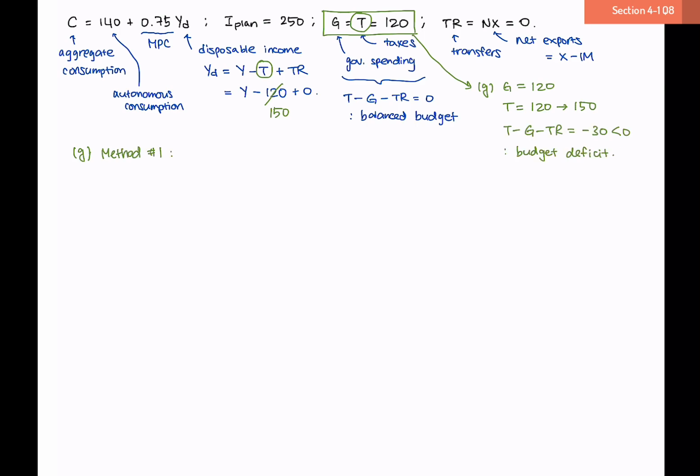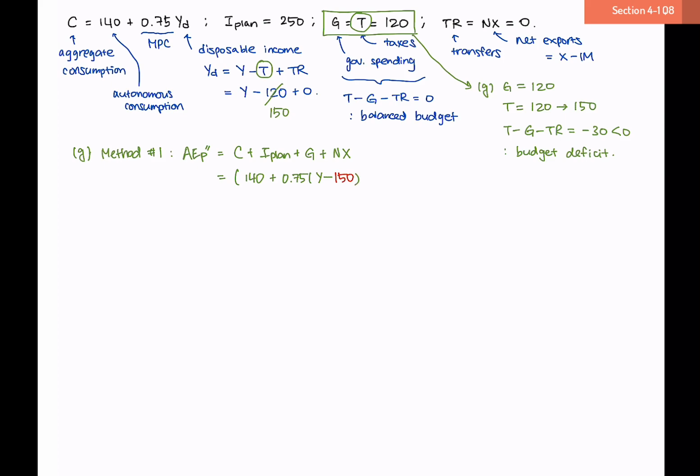First, we'll do so by finding the new planned aggregate expenditures function. Again, we'll do the same thing. We know that our planned aggregate expenditures is the sum of consumption, planned investment, government spending, and net exports. Our consumption function itself is the same, with 140 plus 0.75 of our disposable income, except our disposable income is now lower at y minus 150.